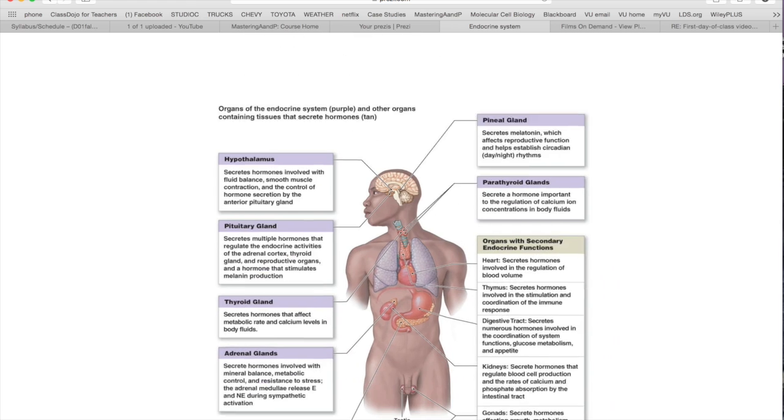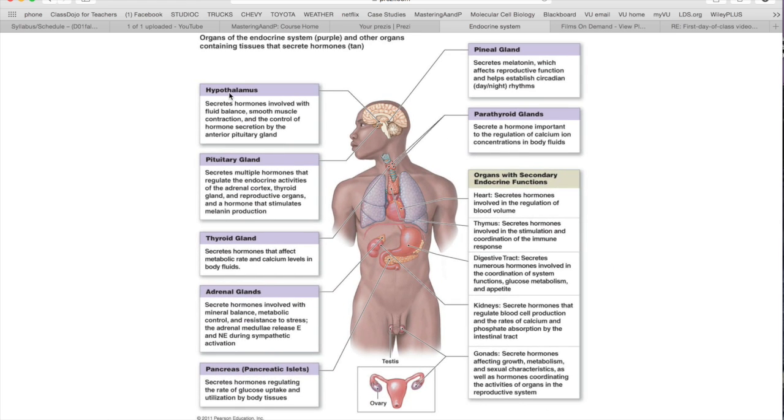Alright, seven organs of the endocrine system. Hypothalamus, here in the brain, pituitary gland, also in the brain, thyroid gland, in your throat, adrenal glands on top of your kidneys, the pancreas down here below your stomach, pineal gland, in your brain, and parathyroid glands on the back of your thyroid gland. We'll talk about these other organs later.